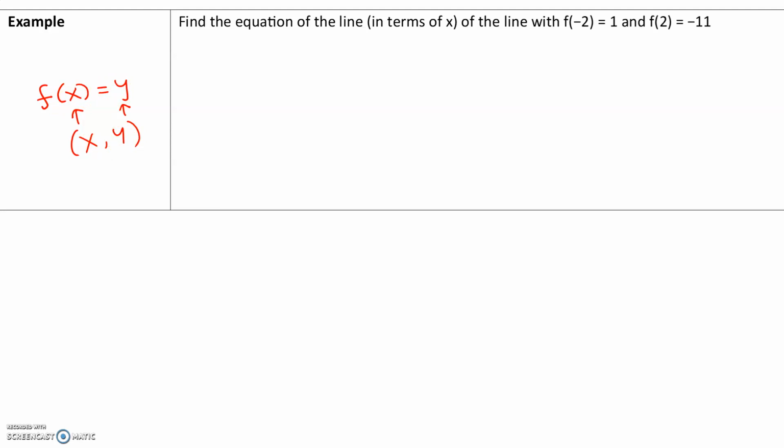So when we have f of negative 2 equals 1, the x value or the input is equal to negative 2, and the output or the y value is equal to 1. Same thing over here. The x value is 2, and the y value is negative 11. So using this, let's find the equation of a line. Step 1, find the slope.